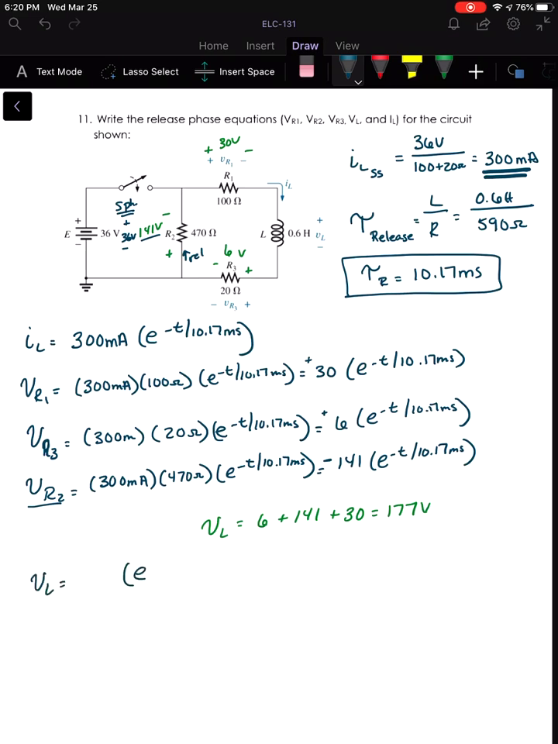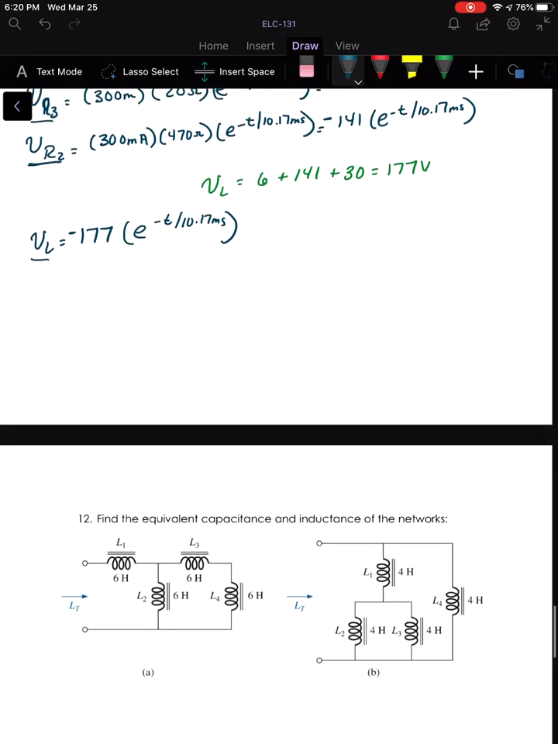So for VL, again, we're going to start at a maximum and go to 0. And that maximum is actually 177 volts in the opposite direction. So again, anytime after you open that switch, we can plug in a time and actually calculate the current, the voltage drop across any of the resistors, and the voltage drop across the inductor at that time.